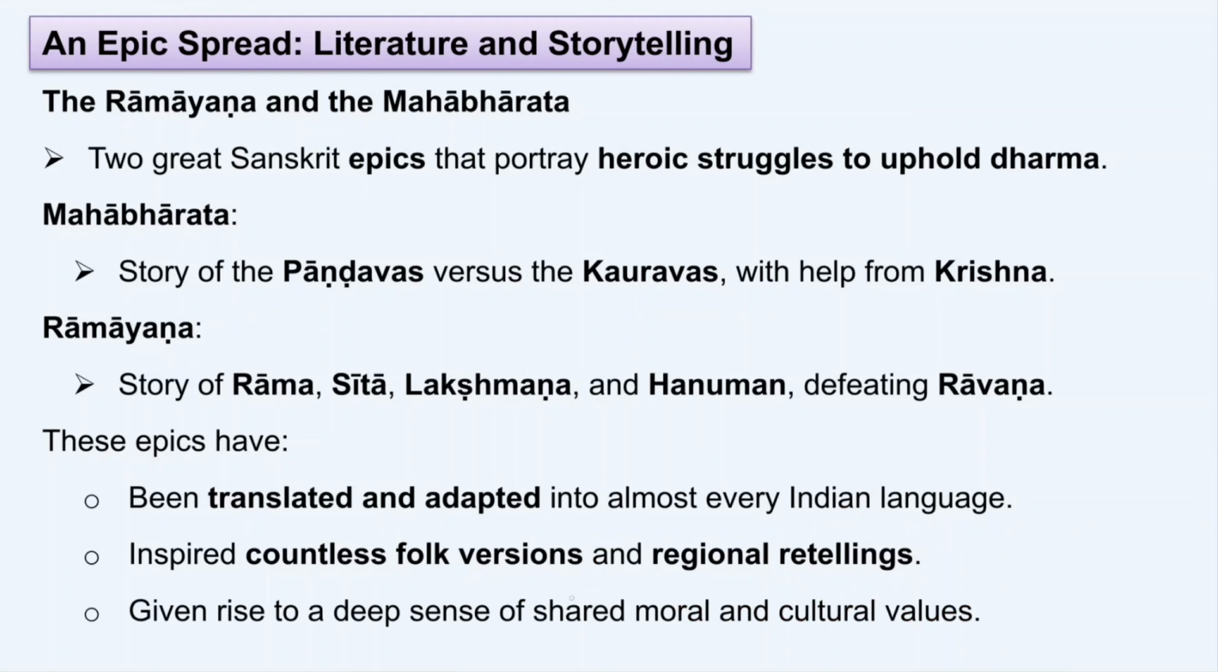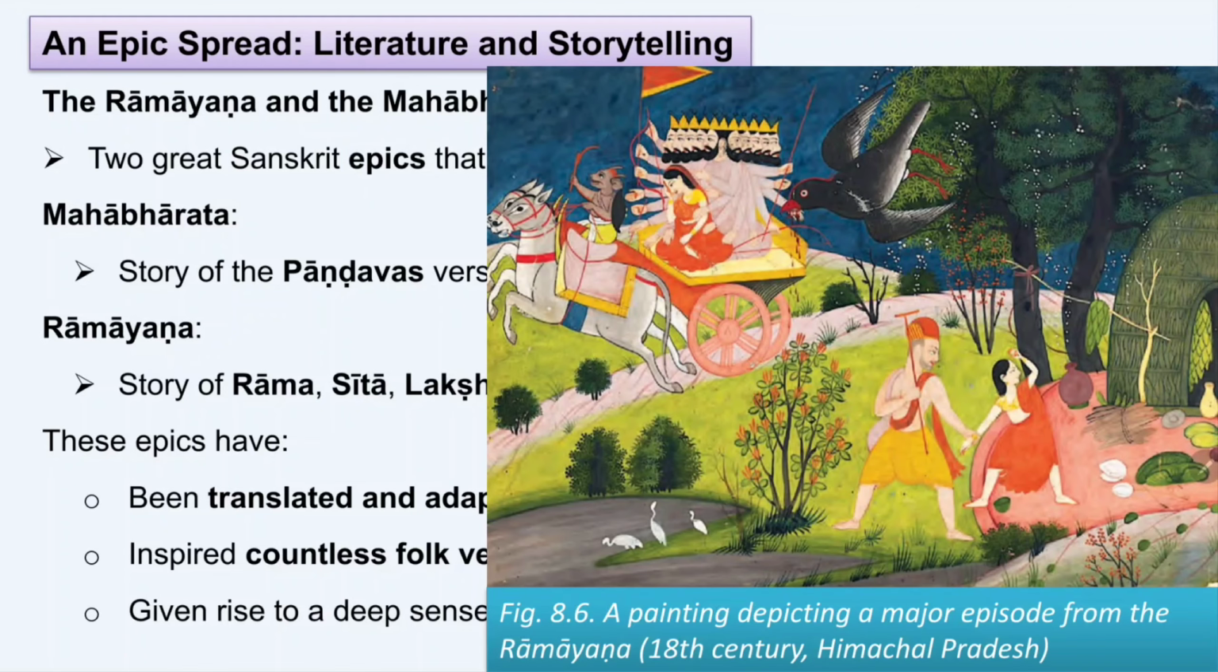It has given rise to a deep sense of shared moral and cultural values, which we learn from these two epics, the Ramayana and the Mahabharata. So this is the picture here, a painting depicting major episodes from the Ramayana, painted during the 18th century in Himachal Pradesh. So what can you identify from this painting?